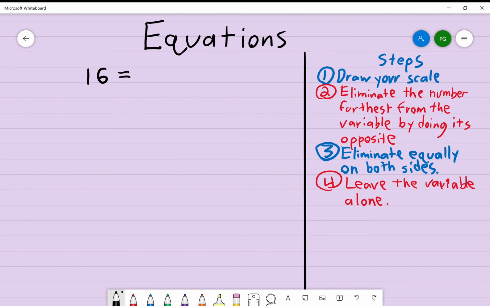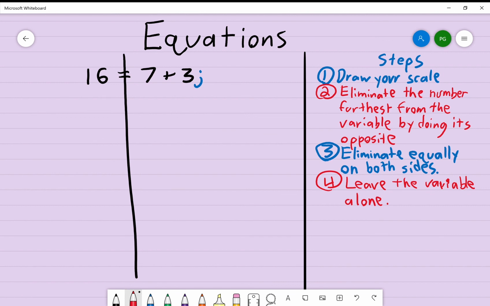16 equals 7 plus 3j. Oh no, it's so different. No, it's not. Same exact situation as before. Follow your steps. Number 1, draw your scale. Number 2, let's identify what the variable is. In this case, it's j. Okay, now let's decide what number is furthest away from j. Is it the 3 or is it the 7? That's right, it's the 7.